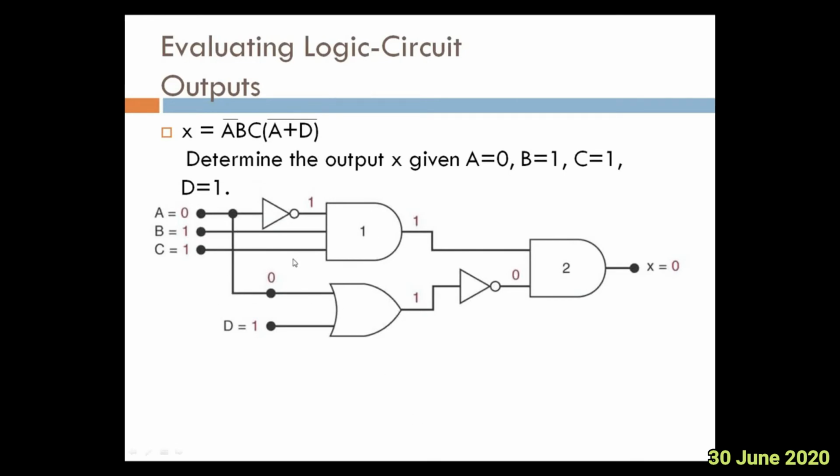Now first of all, we'll see how this logic diagram is drawn. What is our expression? A dash, complement A I will call it A dash, A dash BC into bracket A plus D whole dash. How I should read this expression? A dash BC into A plus D whole dash. Now how is this represented?